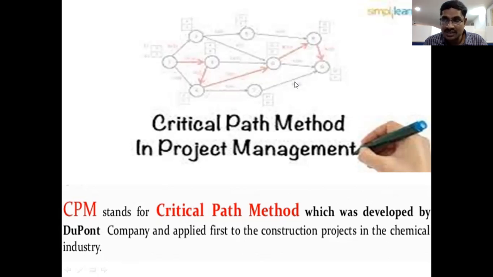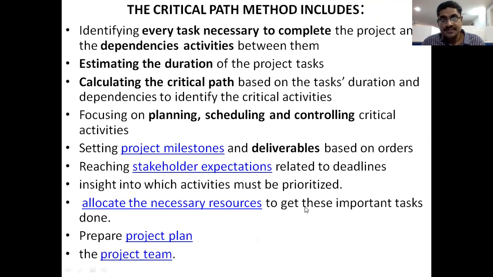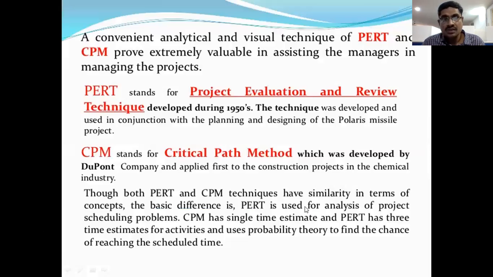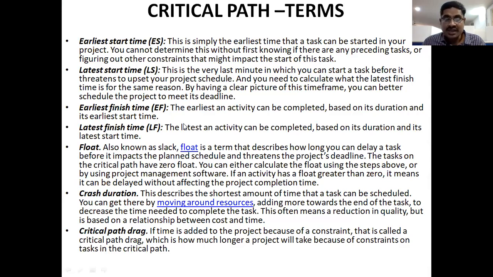This diagram is called CPM. It was developed by the DuPont company for a chemical industry construction project. Already we discussed that. In the last class, we discussed these four terms: ES, LS, EF, and LF. These are the four major key things.